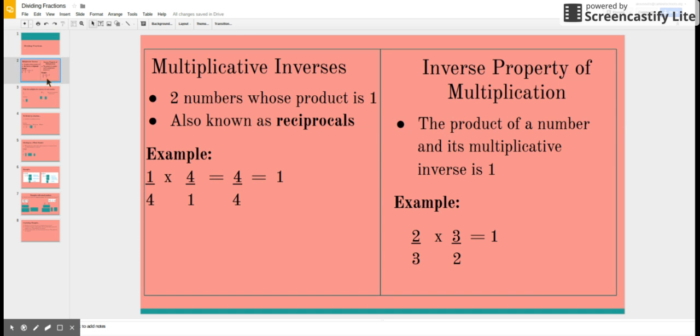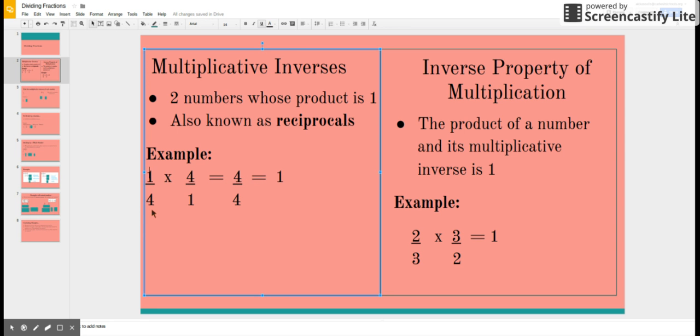Before we can divide fractions, we need to understand multiplicative inverses. Multiplicative inverses are just two numbers whose product equals 1. They are also known as reciprocals. For example, we have 1/4 times 4/1 equals 4/4 or 1.